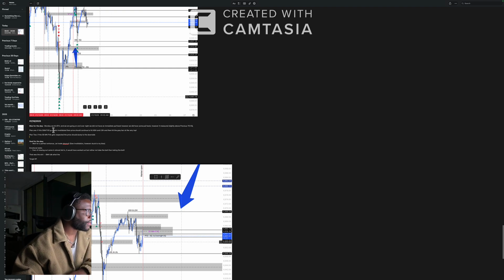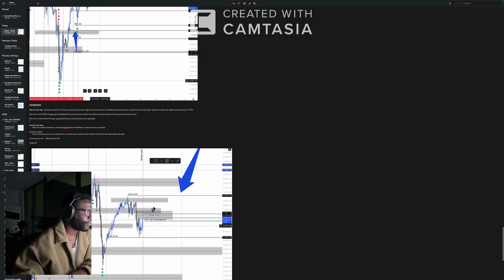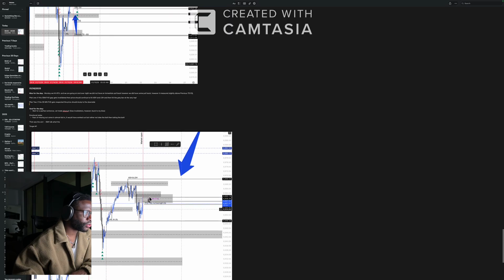If this 30-minute fair value gap gets invalidated, price should continue to hit Asian session highs and then London session highs, and then we hit the gray box, and then from there, we should dump down. Meaning, 30 minutes, if we validate this, we're good. We're Gucci. Or if we invalidate this, we're good. We're Gucci. We're gonna hit Asian and London session highs.